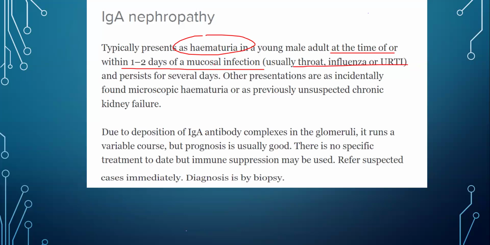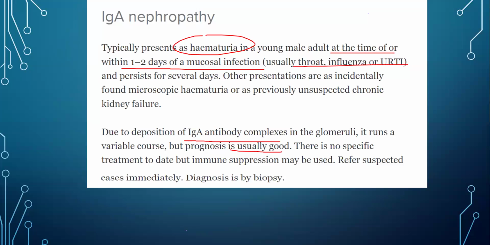So what happens is that the child has got a viral infection, and your body will start to produce some antibody to fight against this infection. In that process, the body will produce IgA antibody, right? So that IgA antibody complex can get deposited on the glomerulus, and then it can cause inflammation of the glomerulus and hematuria. That's usually the main mechanism. But the prognosis is very good.